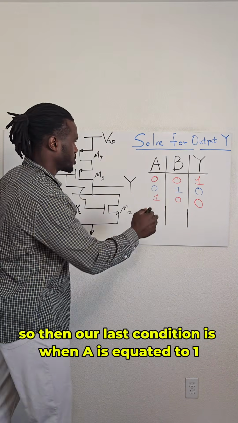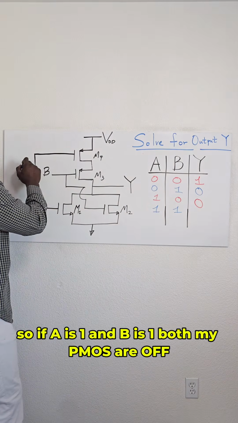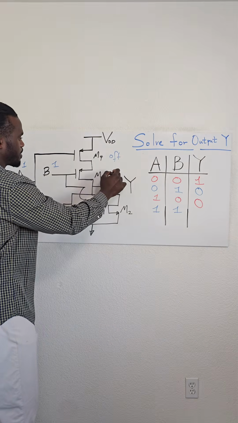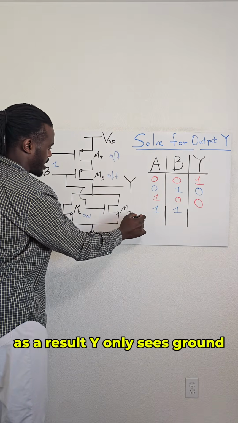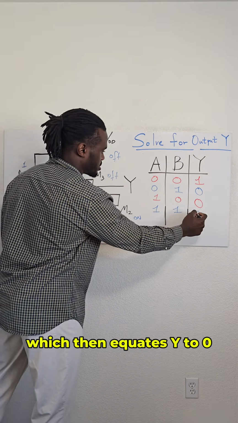So then our last condition is when A is equated to 1 and B is also equated to 1. So if A is 1 and B is 1, both my PMOSs are off and both my NMOSs are going to be on. As a result, Y only sees ground, which then equates Y to 0.